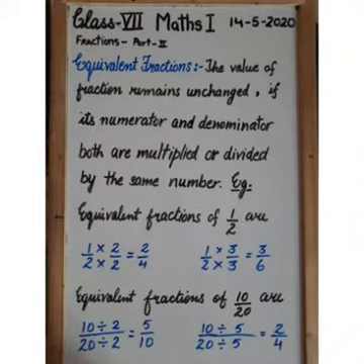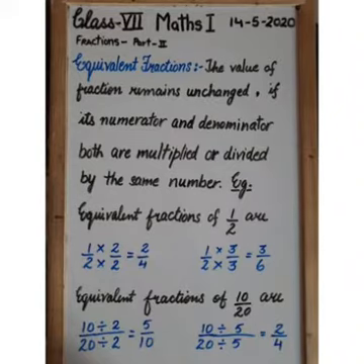Now 1 upon 2, when both numerator and denominator are multiplied by the same number, that is here 2, we get 2 upon 4, which is equivalent to 1 upon 2. Similarly, if both numerator and denominator of 1 upon 2 are multiplied by the same number, that is 3, we get 3 upon 6. So we can say that 1 upon 2 is equivalent to 2 by 4, which is equal to 3 upon 6.